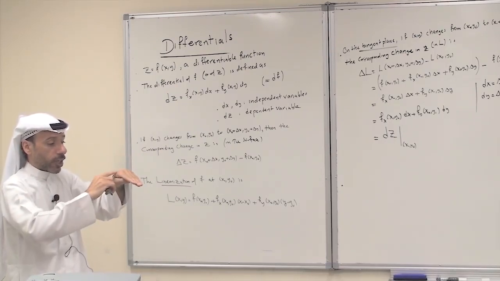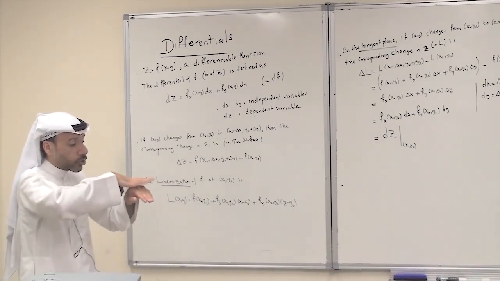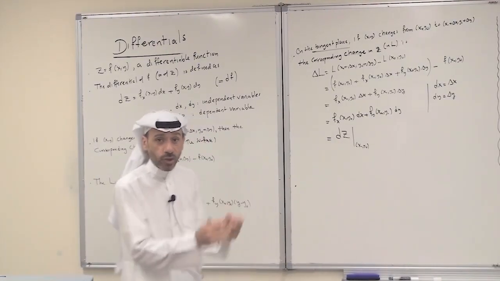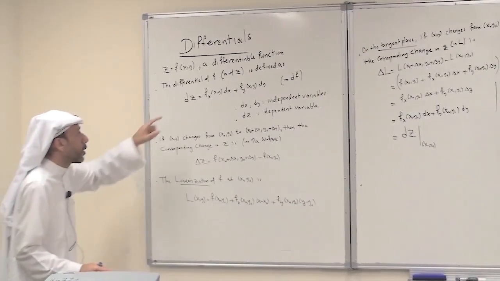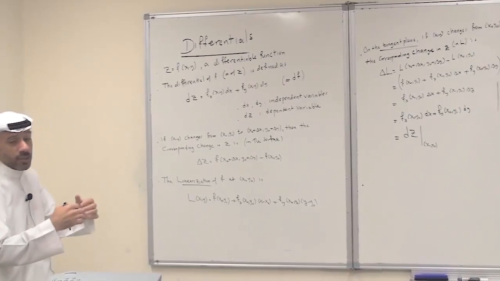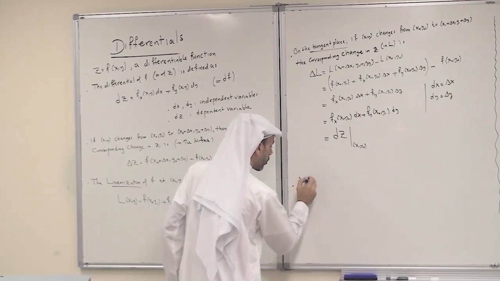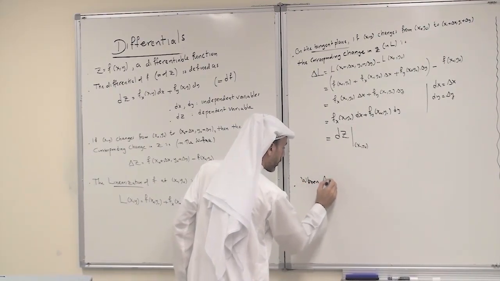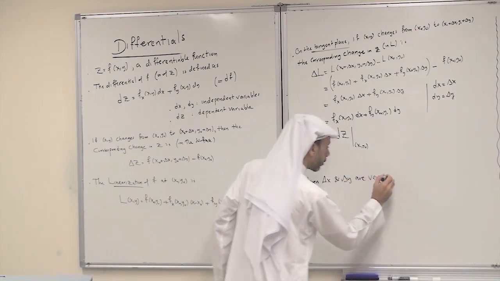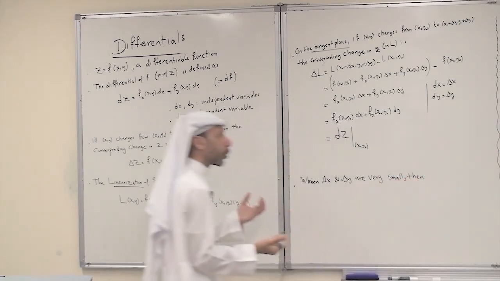The corresponding change along the surface is delta z. The corresponding change along the tangent plane is dz. This is the geometric meaning of the differential of z, or a differential of a function of two variables. As in the case for functions of one variable, when delta x and delta y are very small, then we get the approximation.